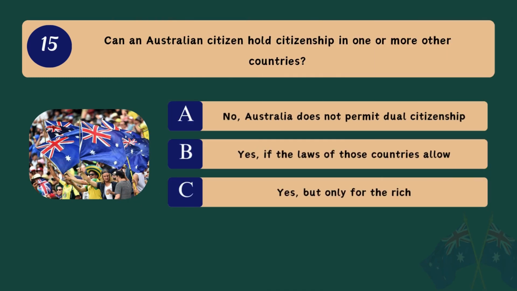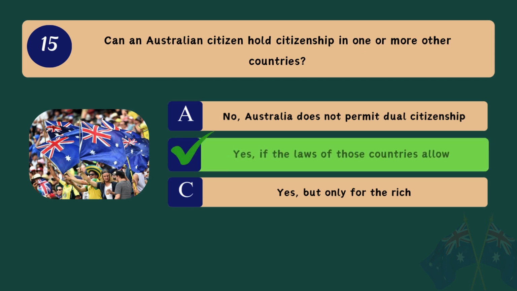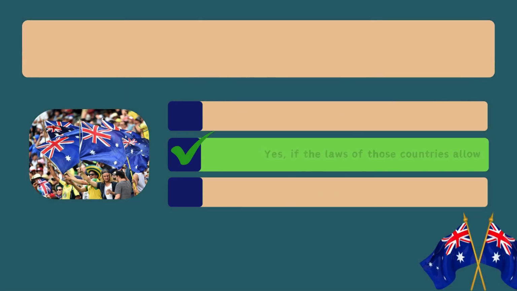Question 15. Can an Australian citizen hold citizenship in one or more other countries? A. No, Australia does not permit dual citizenship. B. Yes, if the laws of those countries allow. C. Yes, but only for the rich. Correct answer B. Yes, if the laws of those countries allow.